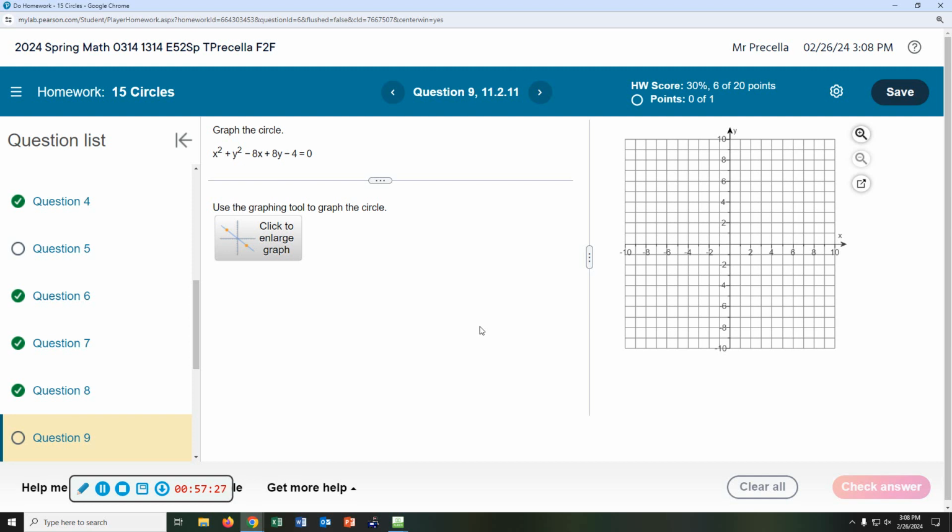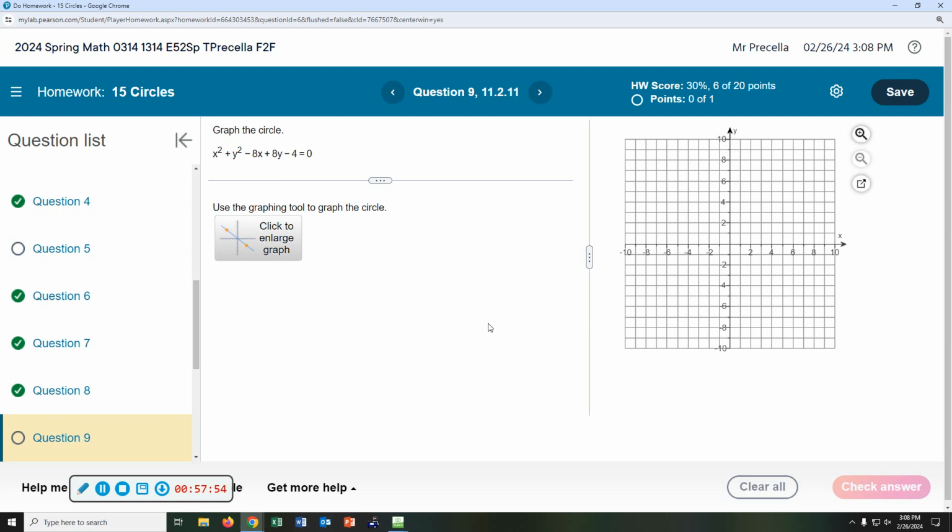Number 9. Notice here it doesn't say find the center and radius, but that's the only way you can graph it. It's impossible to graph a circle without knowing the center and radius. It'd be like trying to use an old-fashioned compass without knowing where to put the sharp point and how far to open it up.